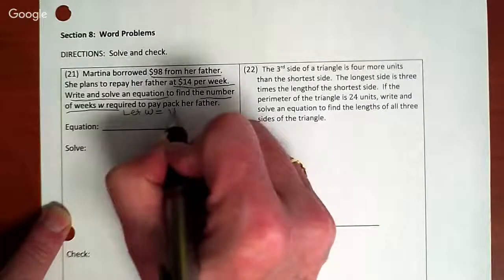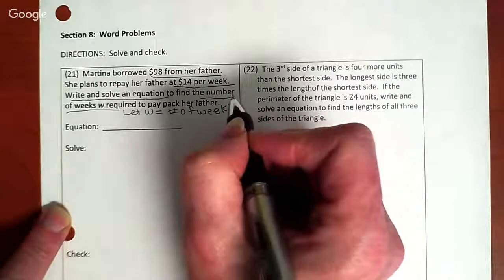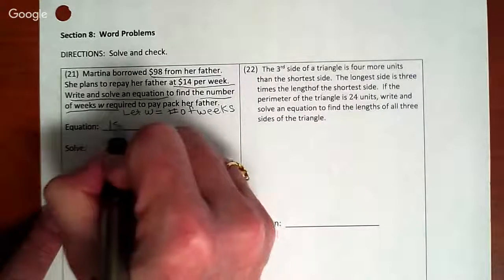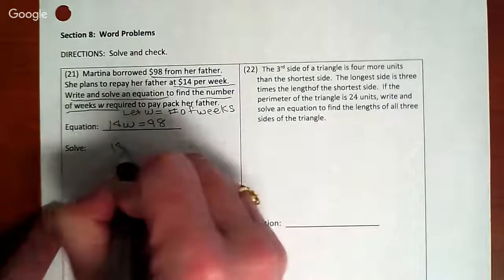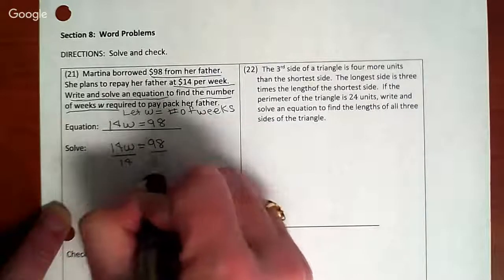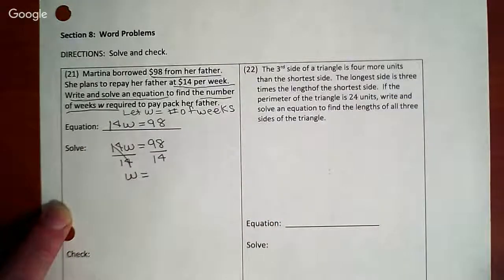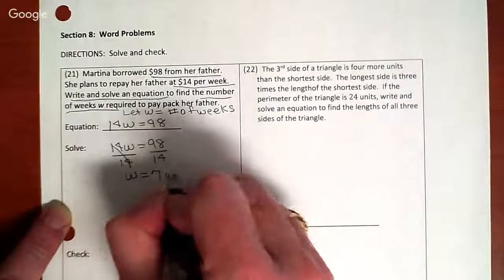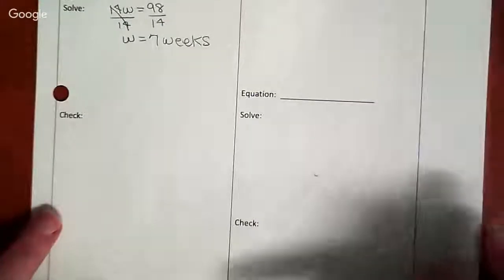W equal number of weeks. The equation would be 14W equals 98. So 14W equals 98. Divide both sides by 14. W would then equal 7 weeks. So now to check that.